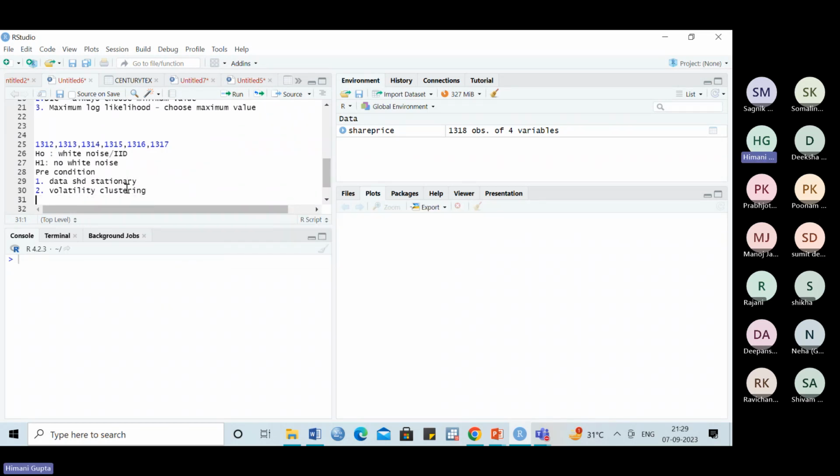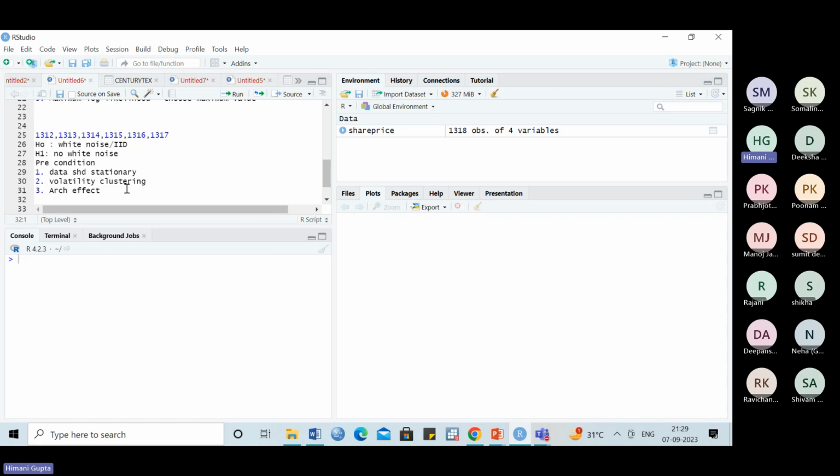Volatility clustering should be there. And the third precondition is that there should be an ARCH effect. If you find these three conditions fulfilled, then we are going to apply the GARCH model. If these three conditions are not fulfilled, we cannot apply the GARCH model.